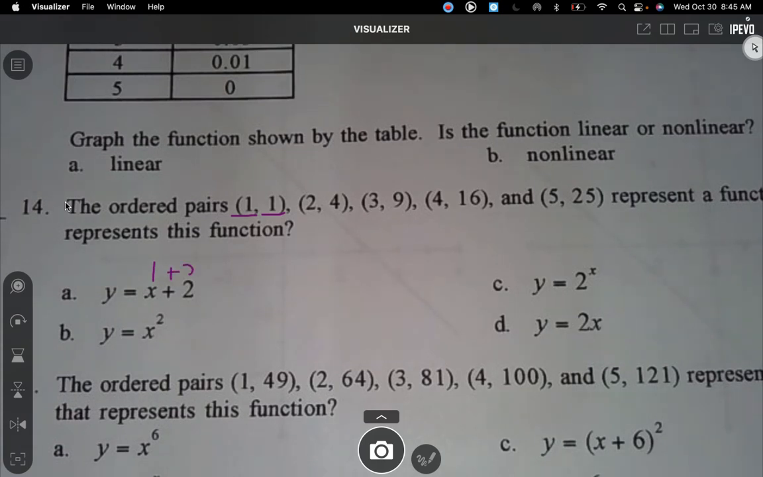What is 1 plus 2? It's 3. Did that one work? No. Okay. Let's plug in 1 and see if I get 1. What is 1 squared? 1. Hey, that works. Let's check a few more though. Let me plug in 2. What should I get? 4. What is 2 squared? 4. What is 3 squared? 9. So does this one work? It's B. Again, I don't think that's on there, but that's good for you to kind of know how to do that.